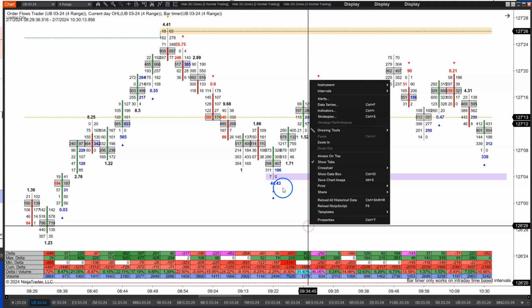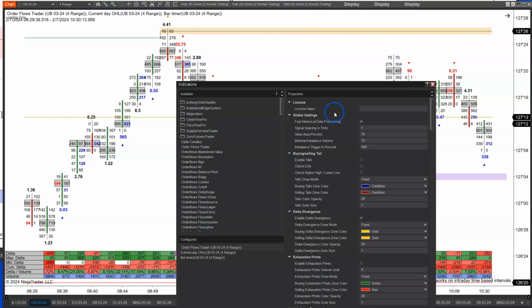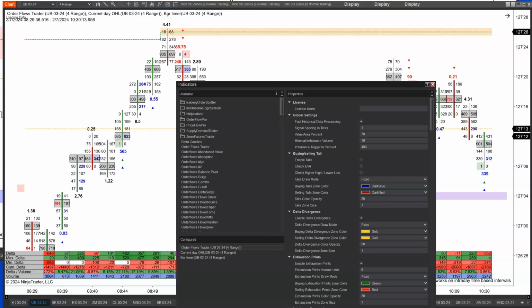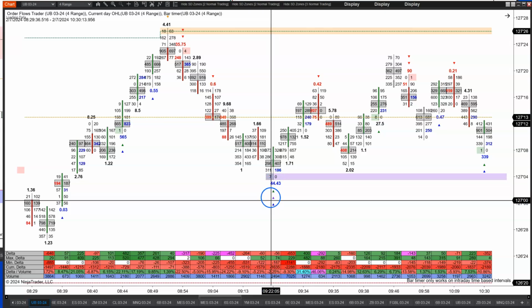I got an exhaustion print, 7. I did this video a few days ago talking about exhaustion prints. Now this one I'll keep set at 9 because it's treasuries. Well, it's ultra bonds. It's an interest rate. See right here, 7. Okay, he's coloring it a little bit darker.